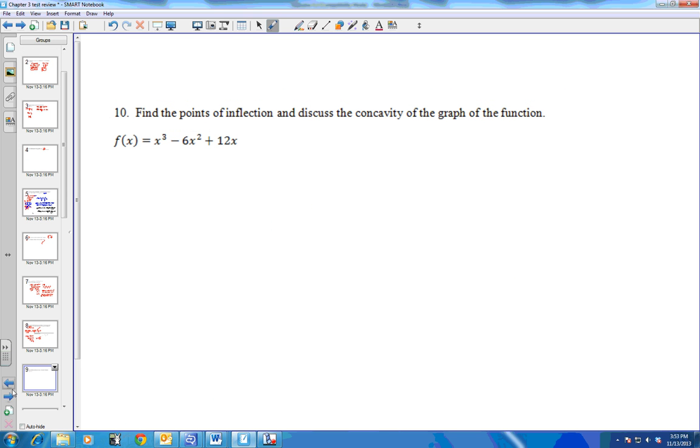Number 10, find the points of inflection and discuss the concavity of the graph of the function. So we should know that points of inflection come from the second derivative. Okay, so I'm going to find the first derivative: 3x squared minus 12x plus 12. My computer's acting up. I don't know what's wrong with it. I have now the second derivative is 6x minus 12.